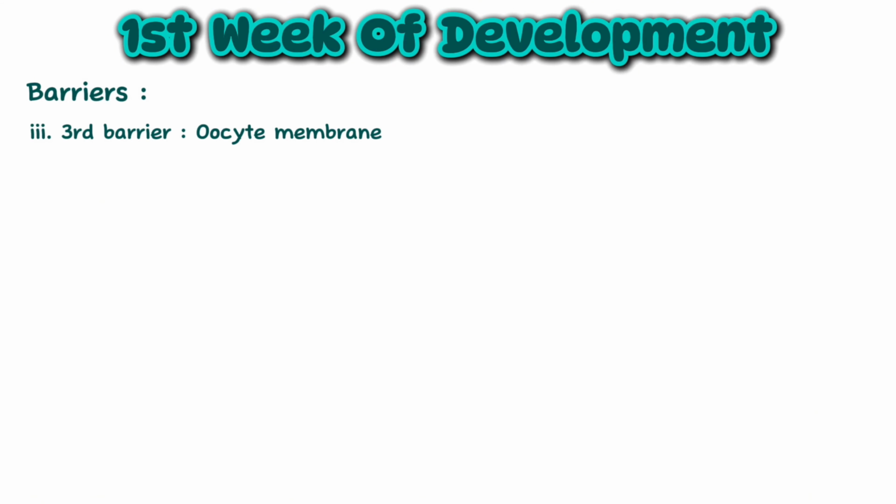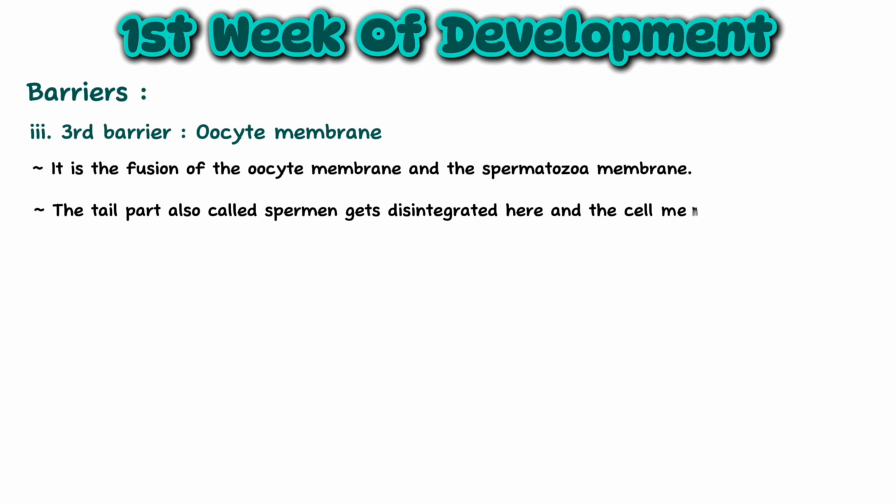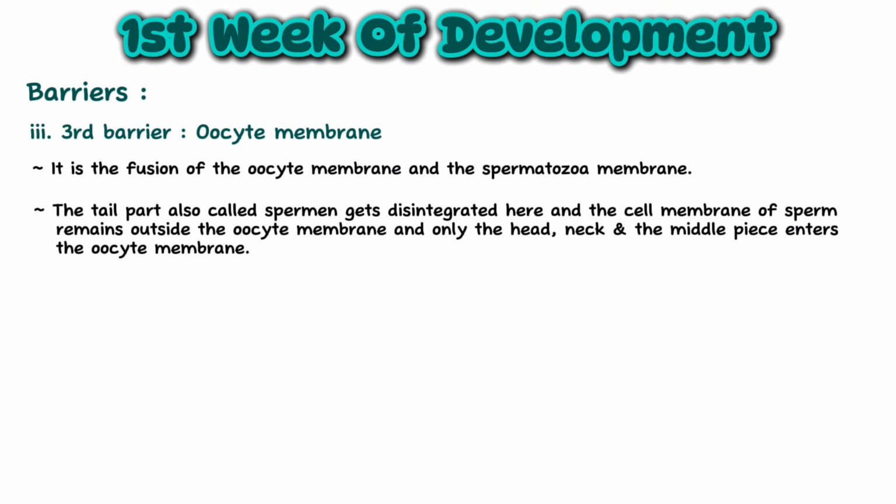Now let's come to the third and last barrier, that is the oocyte membrane. Simply, it is the fusion of the oocyte membrane and the spermatozoa membrane. After crossing of the oocyte membrane, only the head, neck and the middle piece of the sperm enter the oocyte, and the tail part, called spermine, and the cell membrane of the sperm remain outside.